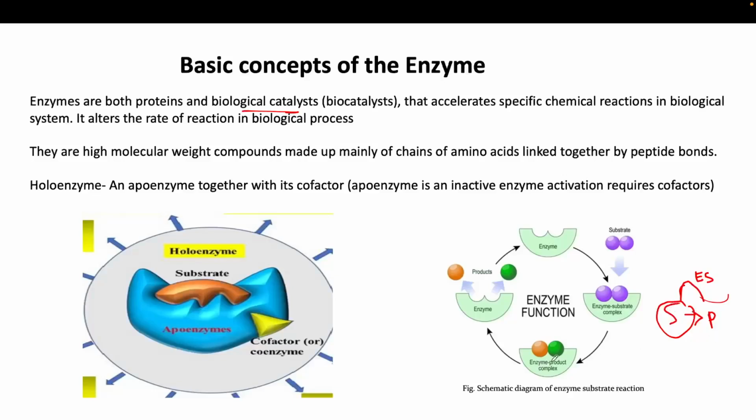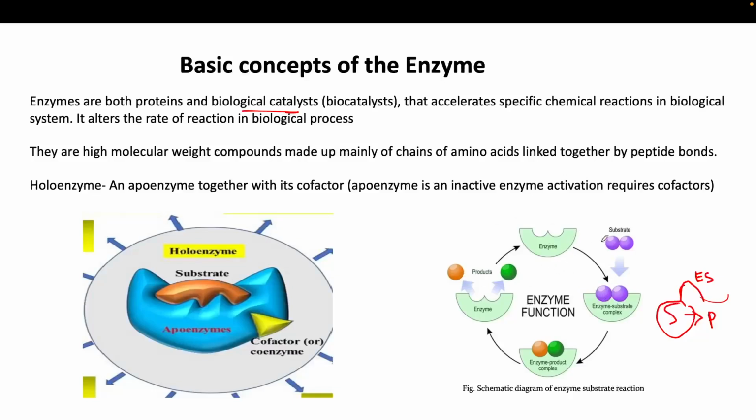The next step is the enzyme-product complex. Now the product is bound with the enzyme, so it needs to be released from the enzyme. In the next step the product is released from the enzyme, goes to its target site and performs its function. This is how the enzyme helps in converting substrate to product.